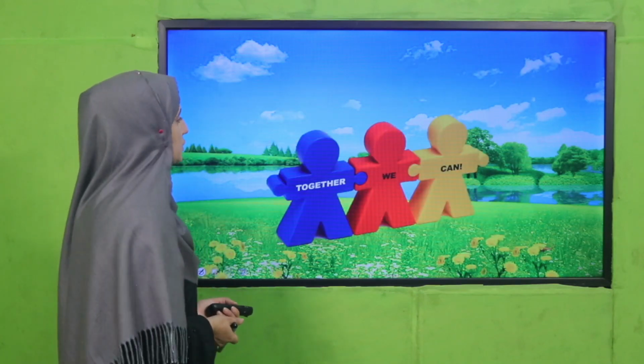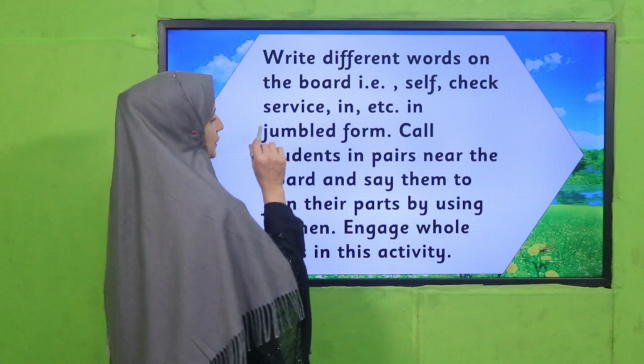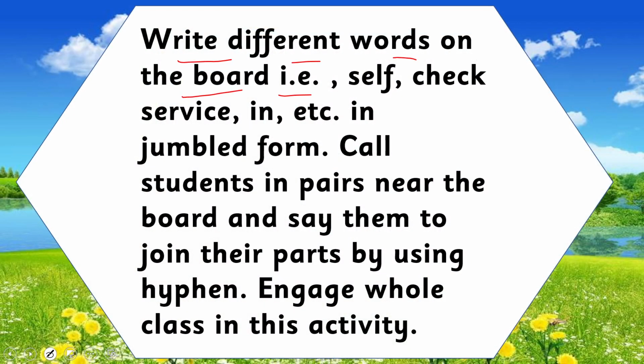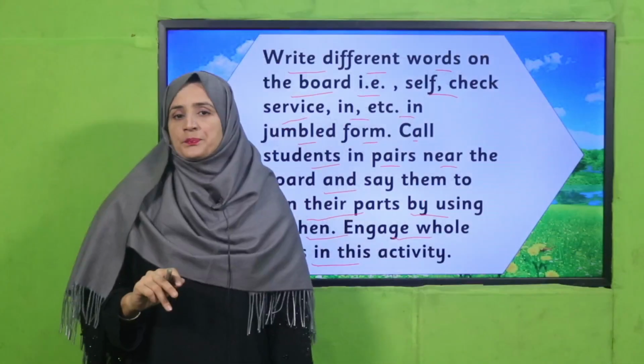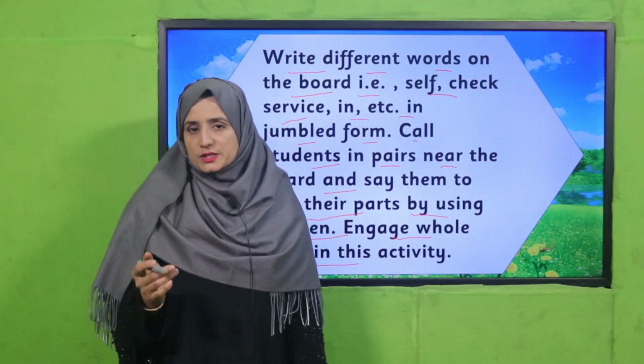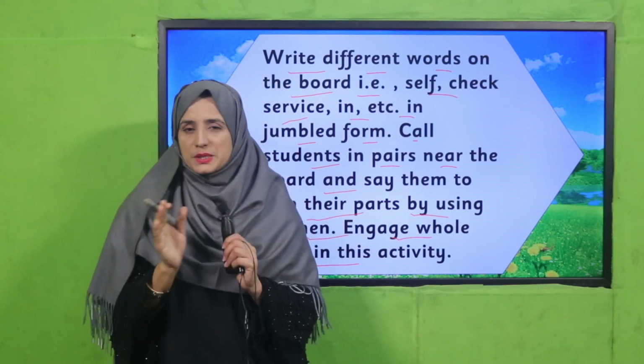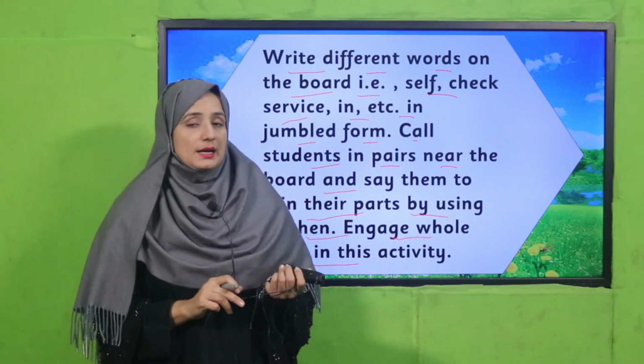So let's move to the word activity. Yes, my dear teacher, what you have to do is write different words on the board, like self, check, service, in, etc. These I have given you as an example in jumbled form. Call students into pairs near the board and ask them to join their parts using a hyphen. Engage the whole class in this activity. So, my dear teacher, you have to write a few words on the board. It's up to you which words, but these words must be joined by using a hyphen.